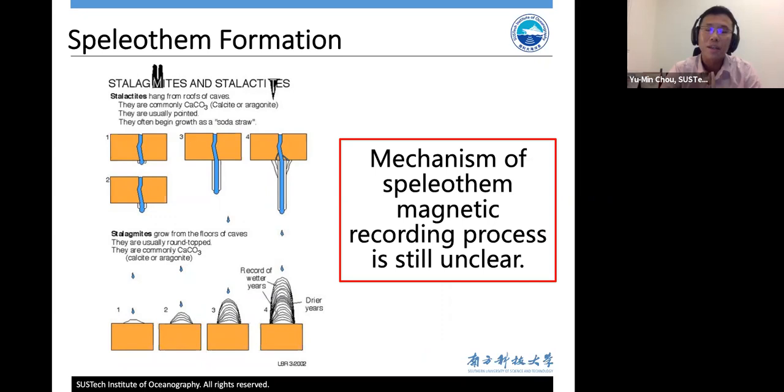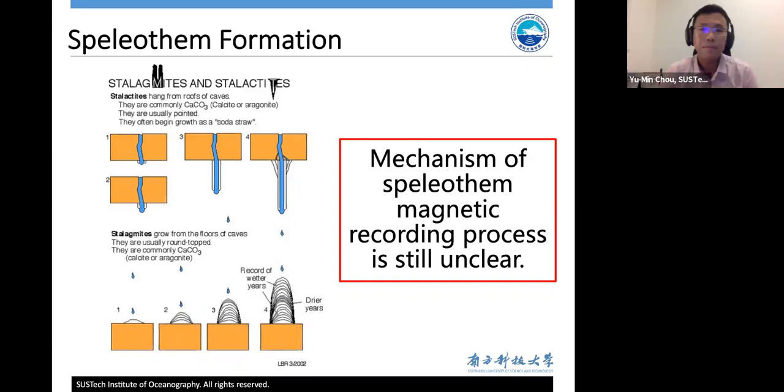From my side, I found that in many paleomagnetic studies of speleothem, we can only get a good direction signal from the speleothem. However, we cannot get the related paleointensity signal. Maybe there's some puzzle here, but I think we still do not clearly understand the mechanism of speleothem magnetism. So in the future, maybe it's a target for us to study the mechanism of speleothem magnetism.